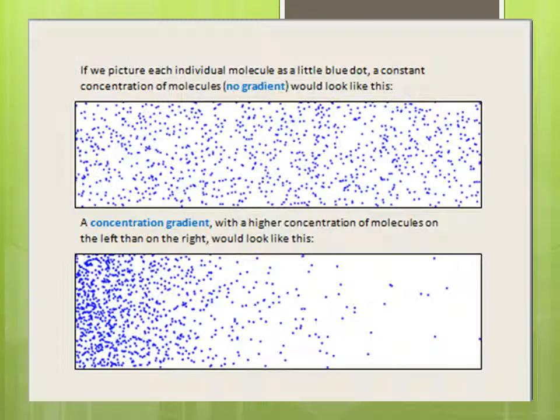We picture each individual molecule as a blue dot. A constant concentration of molecules where there's no gradient would look like this, and they're just spread all over. A concentration gradient, with a higher concentration of molecules on the left than on the right, would look like this, and you can see they're all bunched on the left and very few over on the right. So this lower picture is a concentration gradient. The top picture is no gradient.